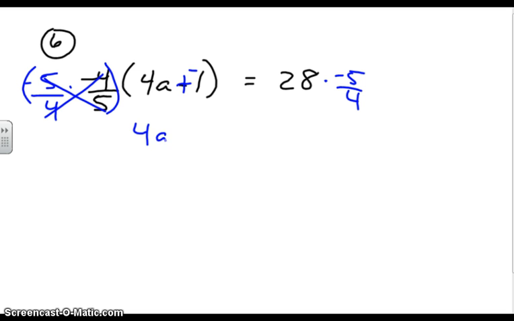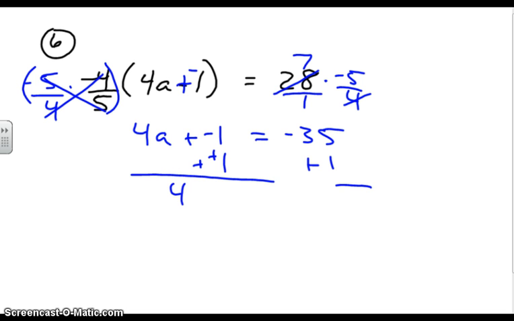We're left with 4a plus negative 1 equals, let's see, 4 goes into 28 7 times, and 7 times negative 5 is negative 35. What is the inverse of adding negative 1? Subtracting negative 1. Isn't that funny? Say it that way. Subtracting negative 1 is simply adding 1, isn't it? Plus 1 to both sides. Negative 1 and positive 1 would leave us with 0, right? And negative 35 plus 1 is negative 34.